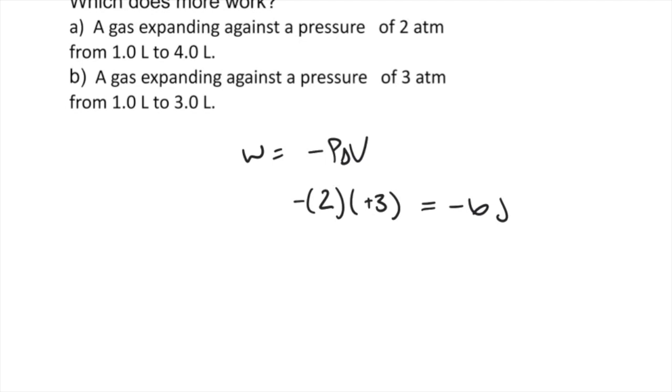Now the other one has a gas expanding against 3 atmospheres. So this time I have 3 atmospheres, and it's expanding from 1 to 3. So 3 minus 1 is, just kidding, it's plus 2. But negative 3 times positive 2 equals negative 6. So both of these do an equivalent amount of work. 2 atmospheres of gas expanding 3 liters or 3 atmospheres of gas expanding 2 liters both give me negative 6 joules of work. So that's how you apply the pressure volume work formula.